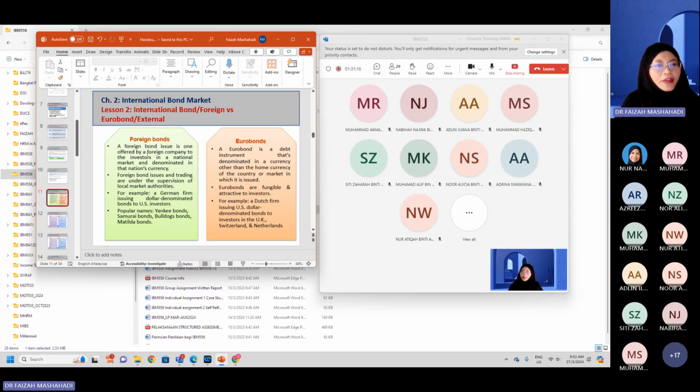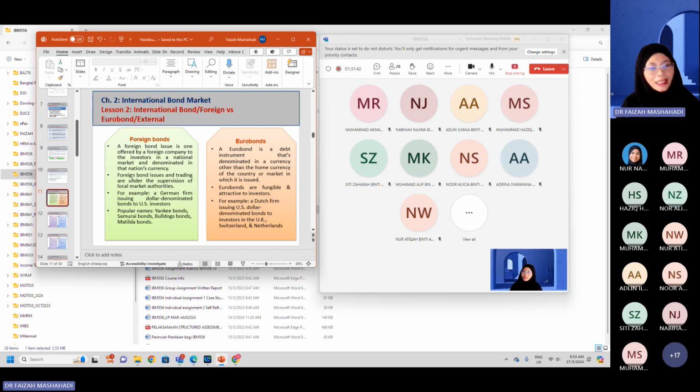Alright, foreign bond by definition. A foreign bond issue is one offered by a foreign company, ingat tadi, foreign company to the investor in a national market and denominated in that nation's currency. We have example of Proton. Proton is from Malaysia, issued bond denominated in Sing dollar, and that will be sold within that particular market, in Singaporean market. That one is the foreign bond.